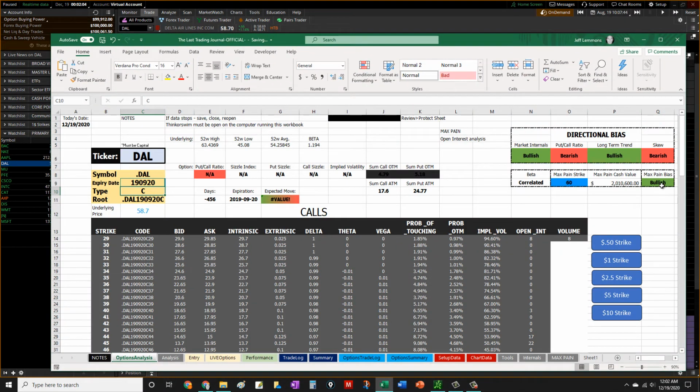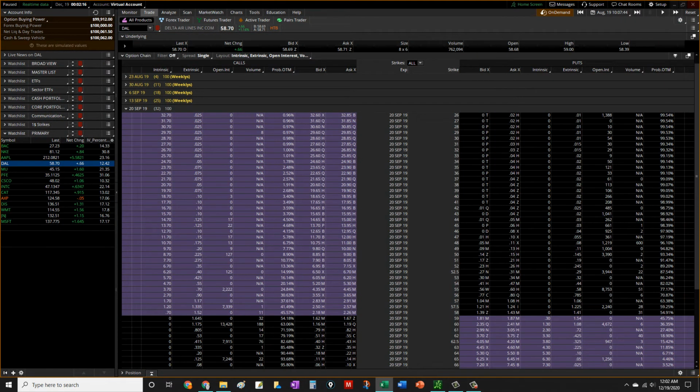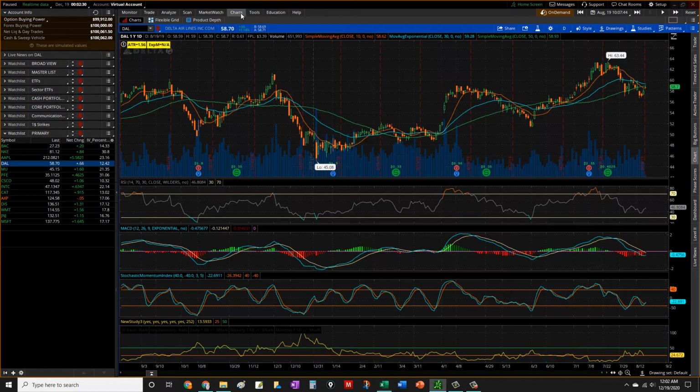Let's take a look at the max pain is 60, so we're bullish according to max pain, and we're bearish according to the skew, but bullish according to the long-term trend. So we will maintain our bullish bias for this trade, or not. Well, unfortunately, we will maintain. I think I misspoke a second ago, and I said we would become bearish, but we're going to go bullish just based on the data we're receiving.